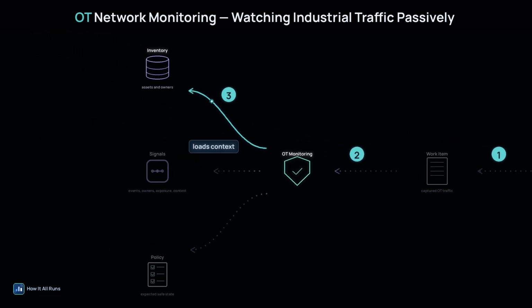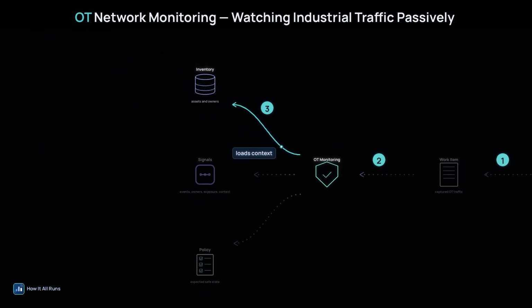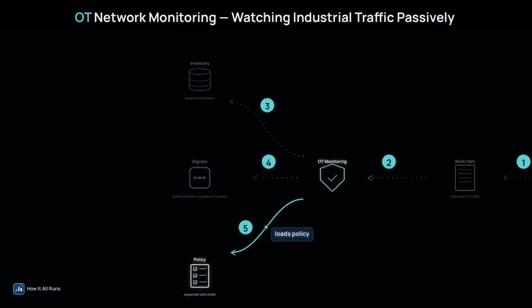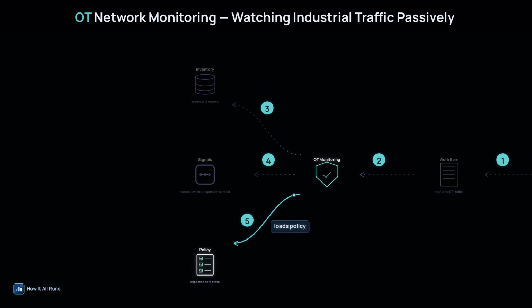The control loads inventory context, asset, owner, exposure, and expected purpose. Next, it reads live signals, events, owners, exposure, context. These facts describe what is happening now. Then it loads policy, expected safe state. This tells the tool what good should look like.